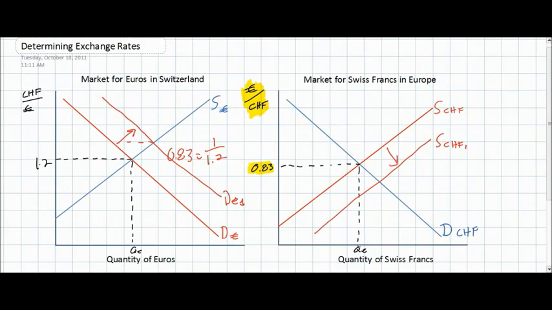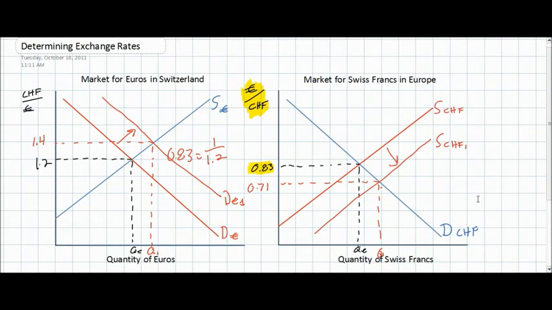Therefore, anything that causes an appreciation of the euro to 1.4, let's say, will cause a depreciation, or a decrease, in the value of the franc. The new exchange rate for the Swiss franc, if the value of the euro is now 1.4 francs, will simply be 1 over 1.4, which equals 0.71. So, an appreciation of the euro caused by an increase in the demand for euros results in a depreciation of the Swiss franc caused by an increase in the supply of Swiss francs in Europe.